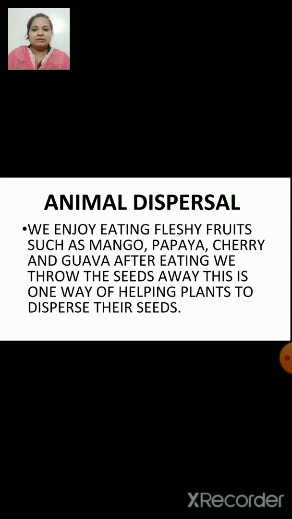Human beings, birds, and animals enjoy eating fleshy fruits like mango, papaya, cherry, and guava, and the seeds are thrown away after eating the fruits. This is the way in which seeds are dispersed. Seeds of many fruits are hard and are eaten by the birds and animals and come out from the body as waste, hence are dispersed in this way.